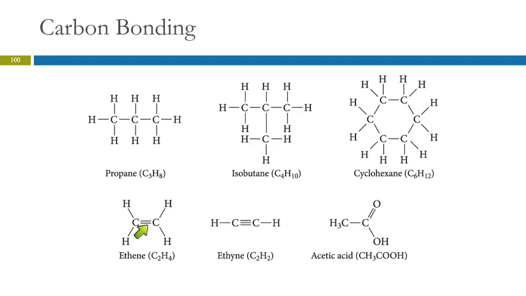We can have double bonds. Here, these carbons each have 4 bonds, 2 single bonds, and then the double bond is 2 bonds, so 4 bonds. Here we have a triple bond between carbon atoms. Here we have an example of carbon making a double bond with oxygen, a single bond with another oxygen, and a single bond with this carbon. So again, 4 bonds.